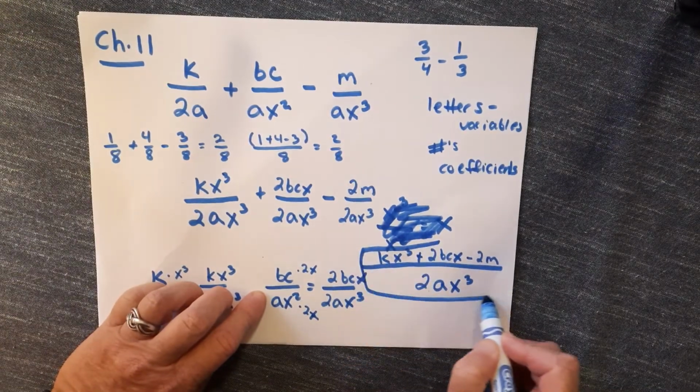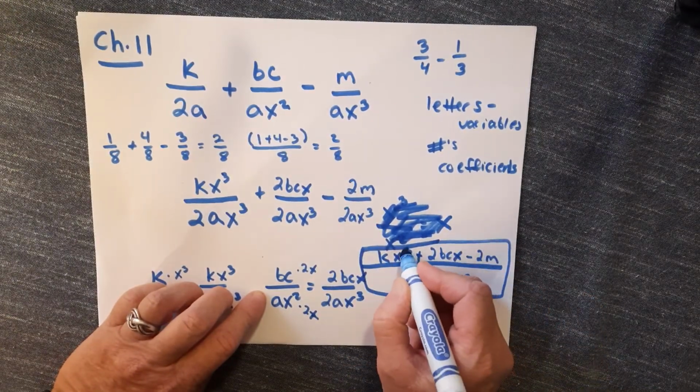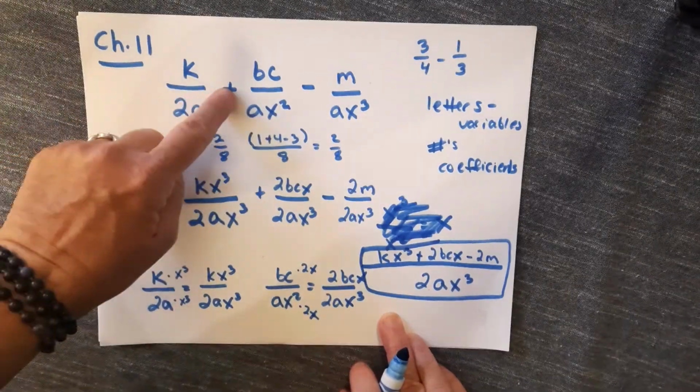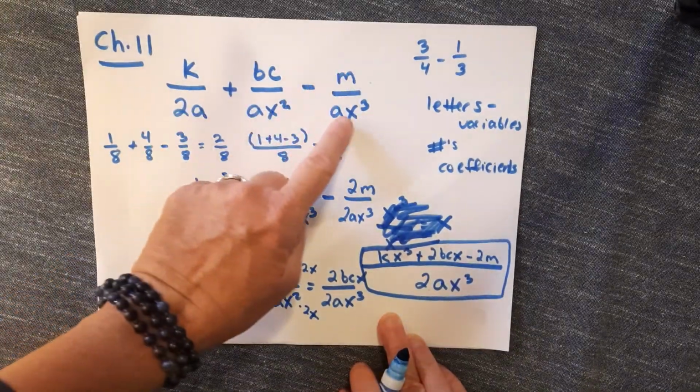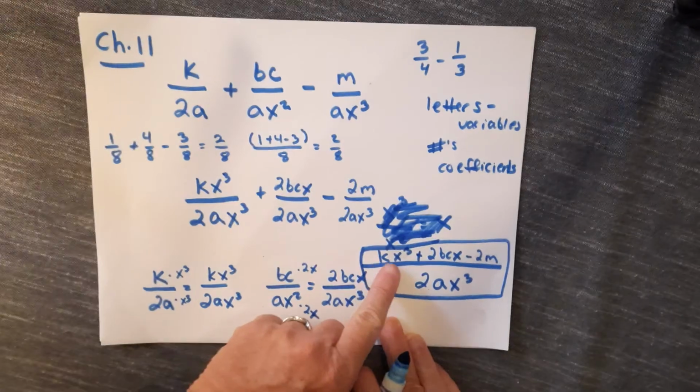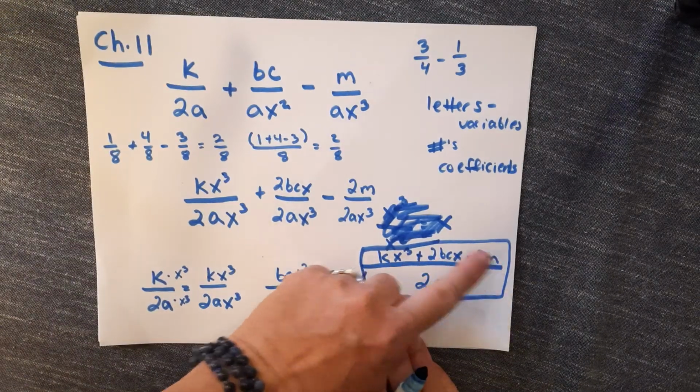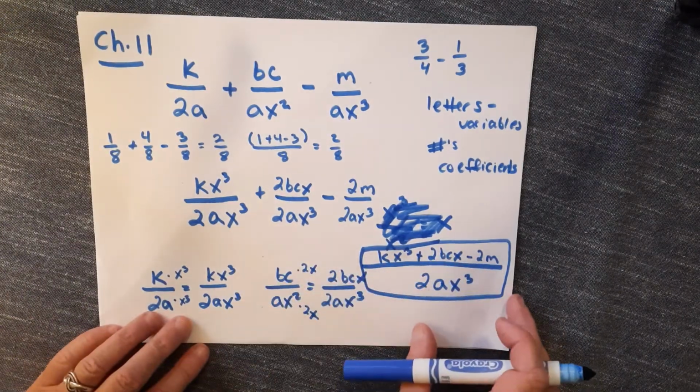So this becomes your answer right here. So the answer to k over 2a plus bc over ax squared minus m over ax cubed is kx cubed plus 2bcx minus 2m all over 2ax cubed. So that's how you do those problems.